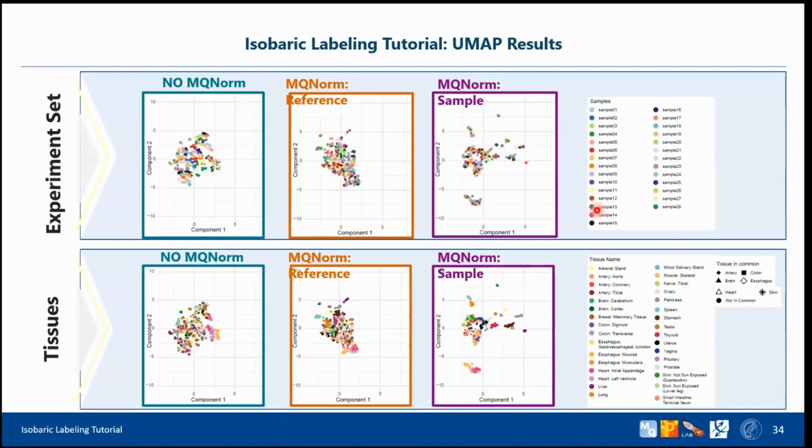If we see here, the no MaxQuant norm is when we didn't do any normalization. Then we apply the normalization based on references, where we took the references stated, and then you see the MaxQuant normalization as samples. In the first row, we color the dots based on the set of experiments, so these many batches that we have in our experimental design. But then look at the MaxQuant norm using the sample, the one highlighted in purple: look, it started clustering differently.